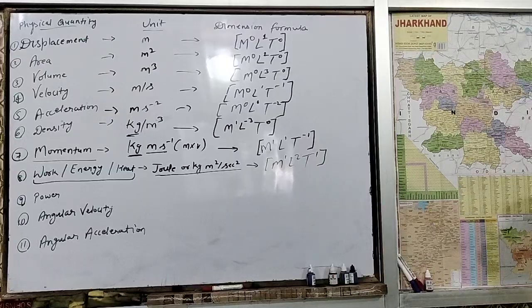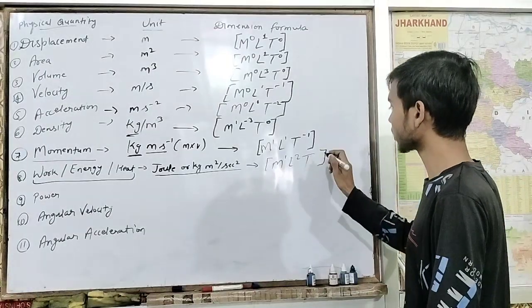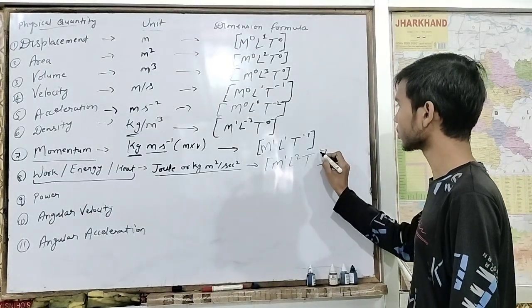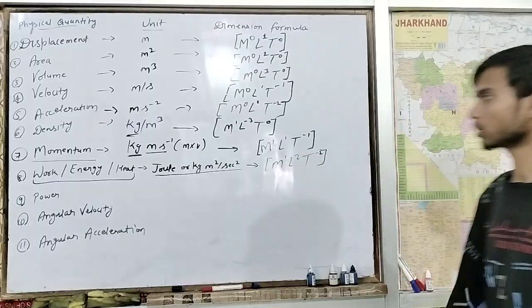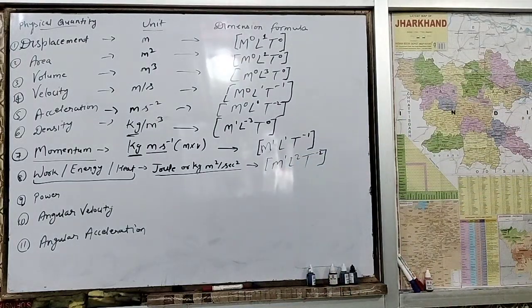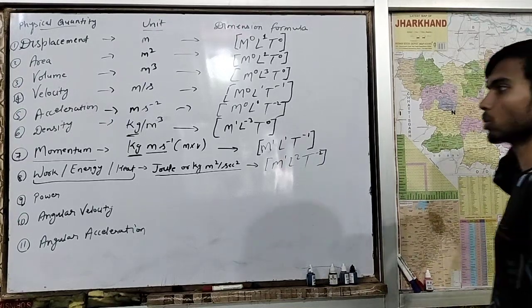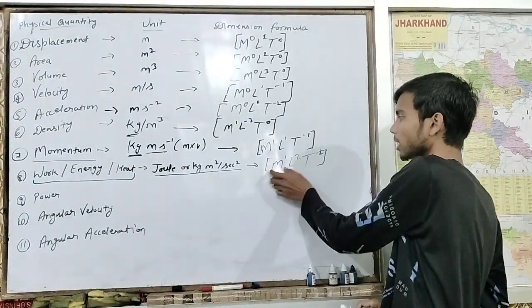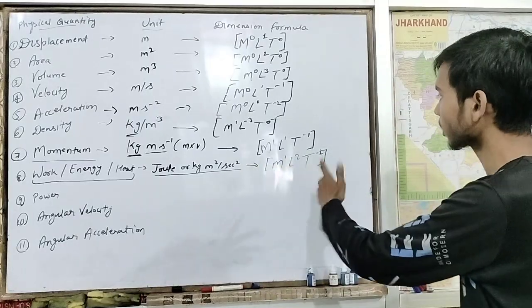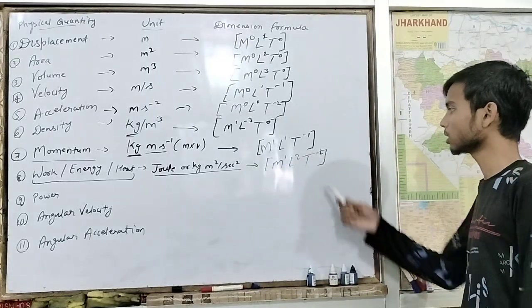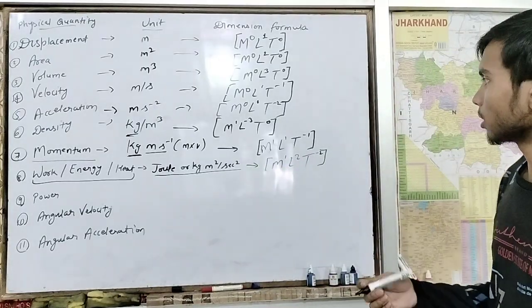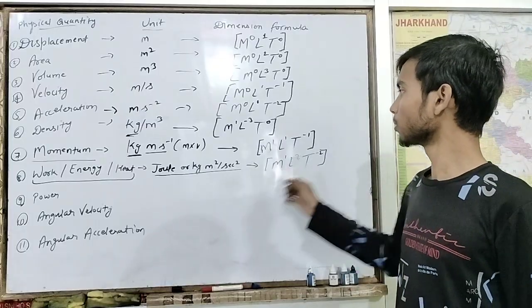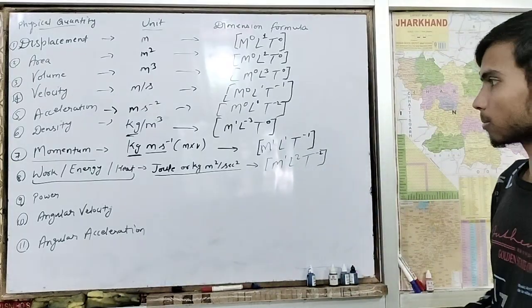This is incorrect. It is minus 2, because of the square, and that square is in the denominator. So here kg is M1, meter square is L2, and second square is T minus 2. It is in the denominator, that's why the minus came.